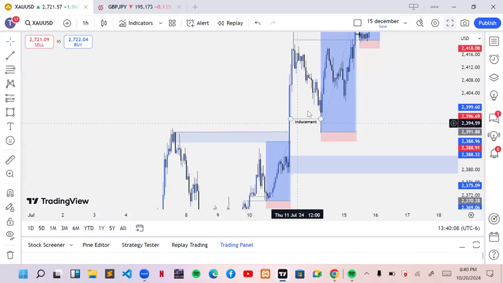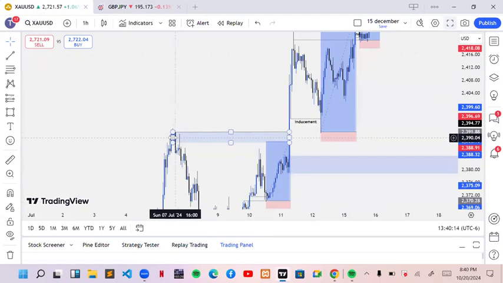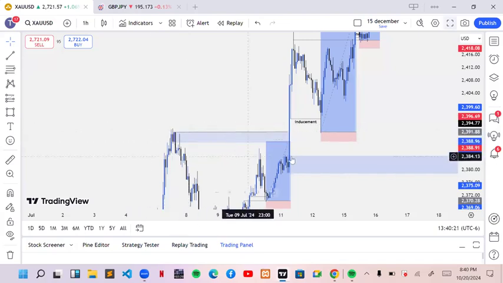The third rule says it needs to be unmitigated. Price needs to not have tapped that breaker block or that other block. The point of interest needs to not have been tapped before. This is the other block right here. This is our breaker block. The breaker block has not been tapped. The other block has not been tapped. Both of them are valid to be used as entry.